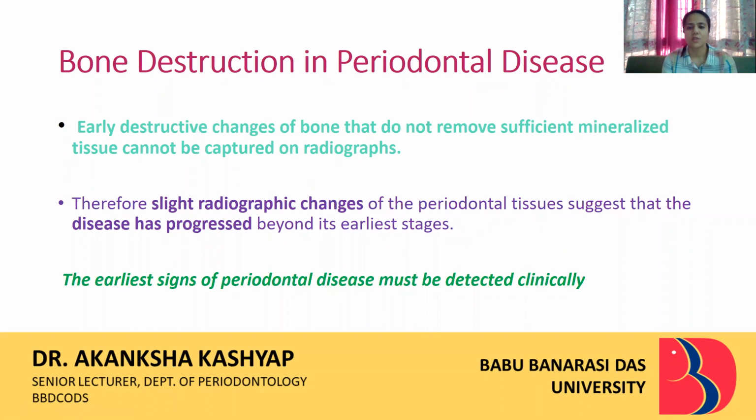Now coming on to the bone destruction in periodontal disease. For bone loss to be evident on a radiograph, a sufficient amount of mineralized tissue needs to be removed. Only then can the bone loss be captured on the radiograph. Therefore, if you see even the slightest amount of radiographic changes in the periodontal tissue on the radiograph, this suggests that the disease has progressed from its early stages. As already discussed, the earliest signs of periodontal disease must always be detected clinically. We cannot tell from a radiograph whether the disease is in an active state or whether the patient has been treated. So we always have to examine the patient clinically.